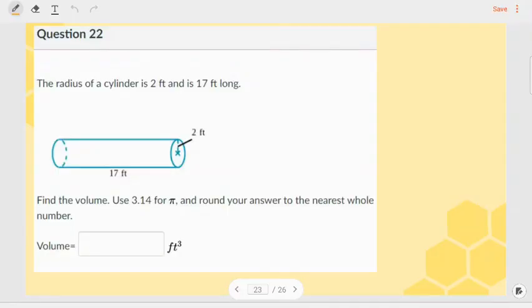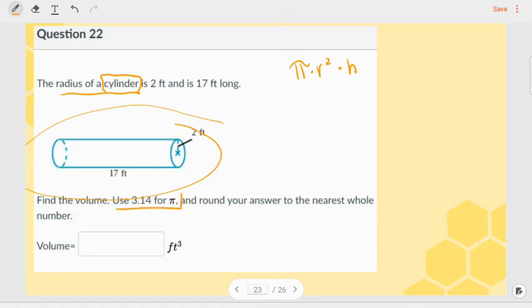Volume. Make sure your calculator is still handy for this one. So the radius of a cylinder. The second I see the word cylinder and see a picture of the cylinder, I need to know what equation I am using. That is pi r squared times height. So pi times r squared times height. You'll notice in the problem it says to find the volume, use 3.14 for pi.